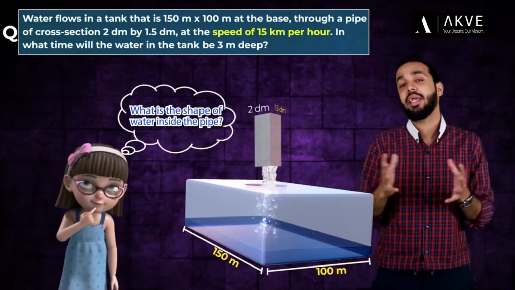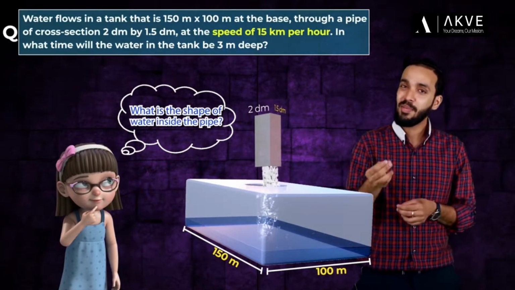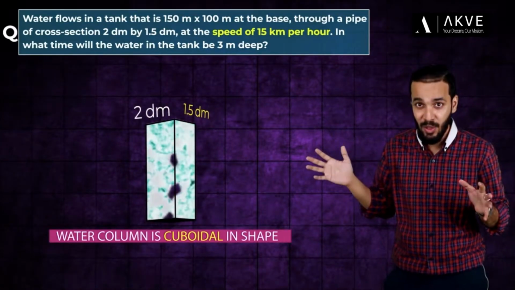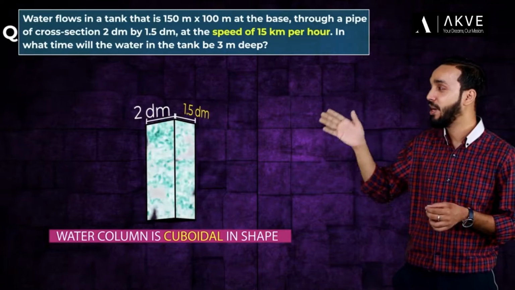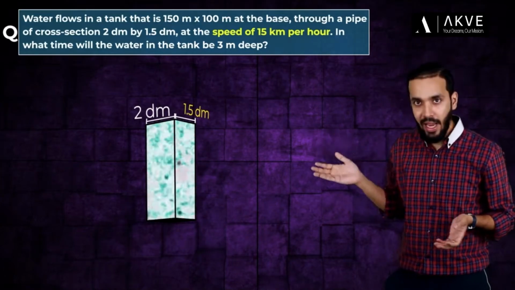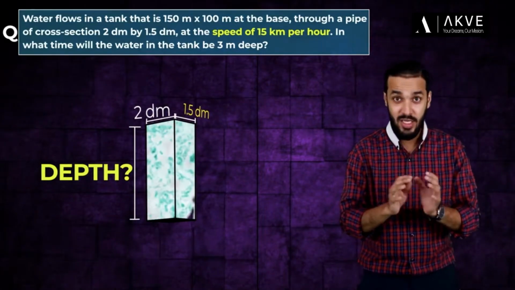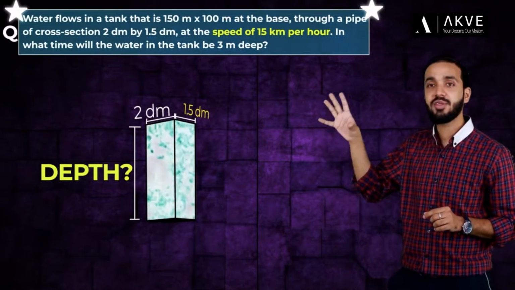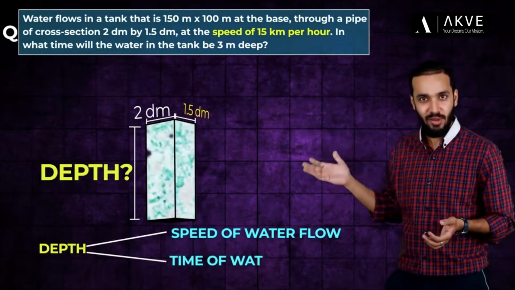So, what do you think is the shape of the water when it is inside this pipe? Water takes the shape of the container, so of course the shape will be a cuboid. Not just any cuboid, a cuboid with base 2 decimeters by 1.5 decimeters. Make sense? Great. Now, what do you think would be the height or depth, so to say, of this water column? Well, this is actually one of the most important points of the question. If you think about it, the depth of this water column would depend on the speed of water flow and the time for which it flows, right?